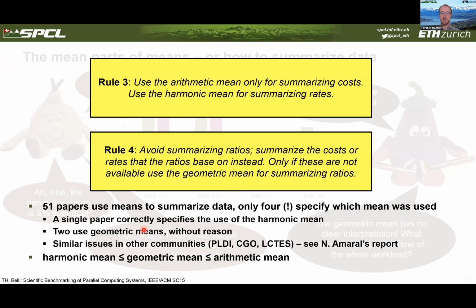A single paper correctly uses the harmonic mean, which is great, out of 95. Two use the geometric mean, but without any reason. And there is also a huge community in other communities. So the only strict thing we can say about these means is the relation that the harmonic mean is smaller than or equal to the geometric mean, which is smaller than or equal to the arithmetic mean for any set of numbers. So that is really the only mathematical explanation we have here.